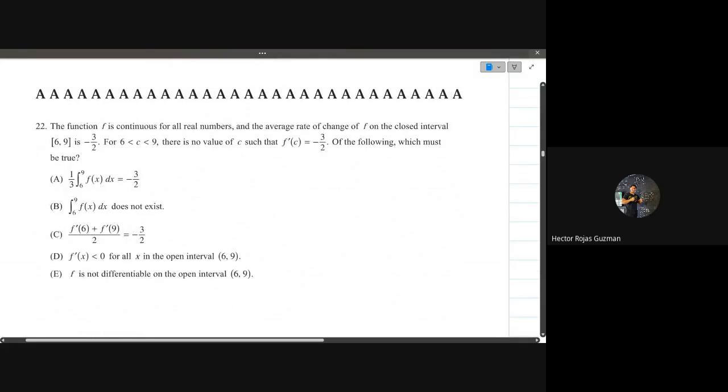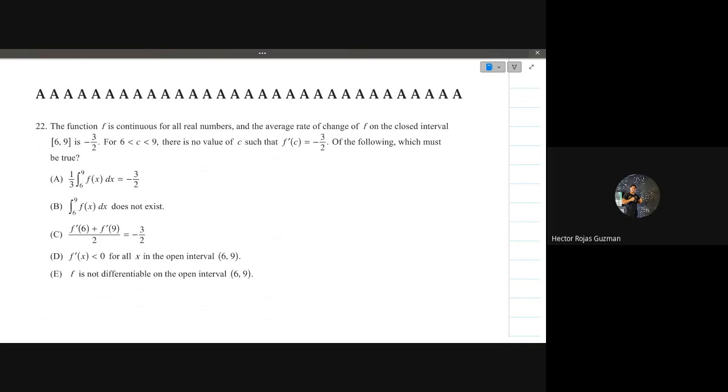The function f is continuous, and the average rate of change of f on the closed interval is -3/2. There is no value of c such that the derivative is -3/2. Which of the following must be true?